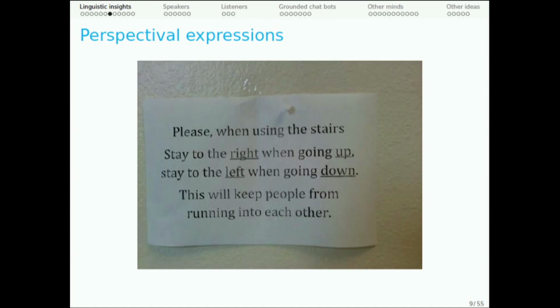Perspectival expressions, this is another kind of grounding: left and right, front and back, former and latter. This was a case where somebody's confused about perspective. This is from the website You Had One Job. "Please, when using the stairs, stay to the right when going up, stay to the left when going down. This will keep people from running into each other." It will not.